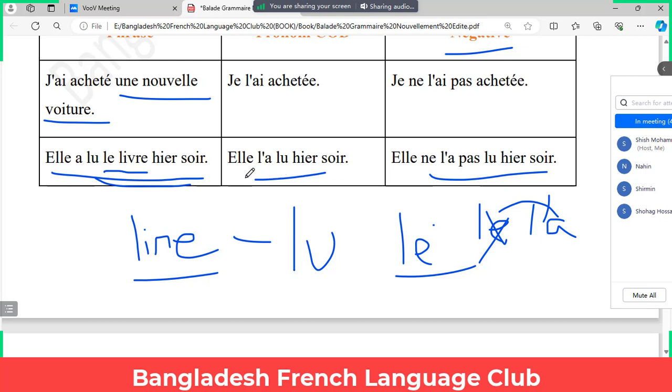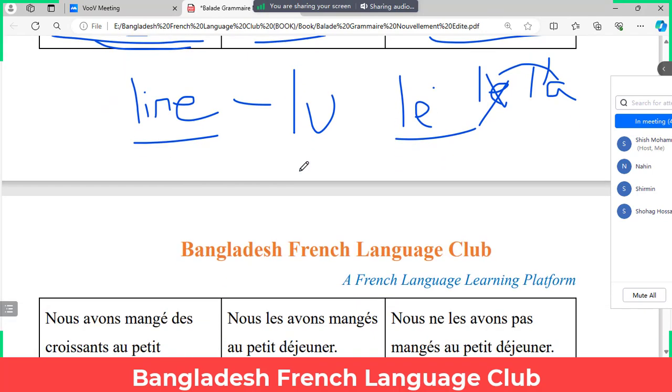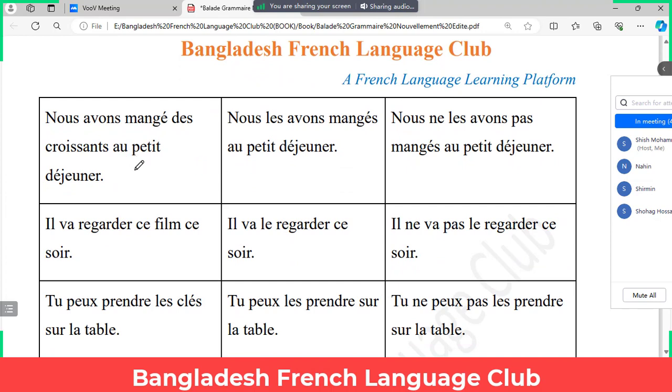So it means she read it yesterday evening, right? So this le livre is replaced by this le, okay. And the negative is the same thing. Elle ne l'a pas lu hier soir. She didn't read it yesterday evening. Okay. So we have more examples, no problem. We will understand.